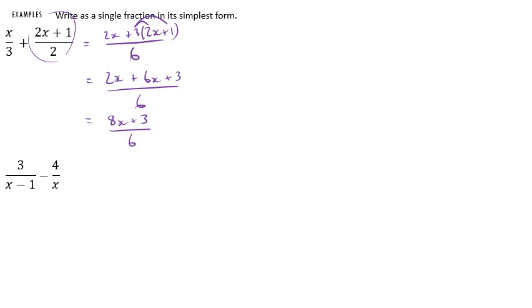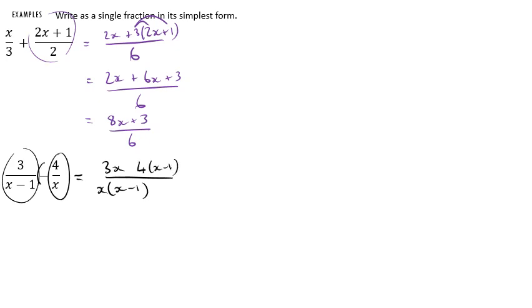Second example, we've got 3 over x minus 1, take away 4 over x. So again, we need to find a common denominator for both of these. Now, the lowest common multiple for both of these would be x minus 1 times x. So let's multiply this first fraction by x, multiply the second fraction by x minus 1, and we are subtracting this.